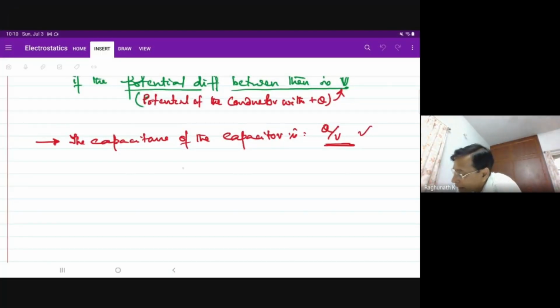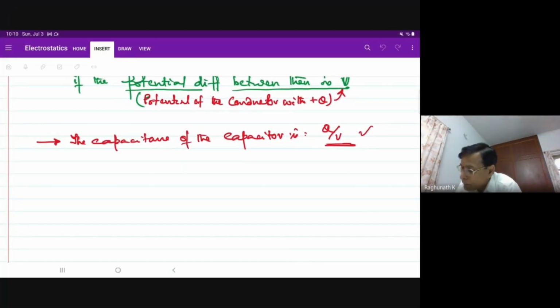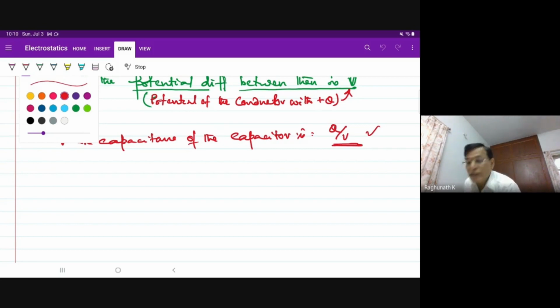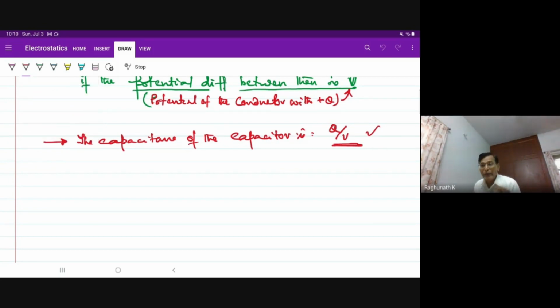Let us now look at the way in which the capacitance of a given capacitor depends upon its dimensions and the medium used. In that, number one is the parallel plate capacitor. Normally we see this in labs as disk capacitors, right?